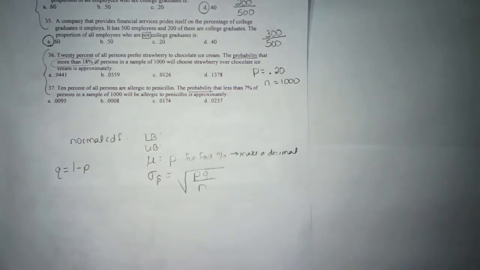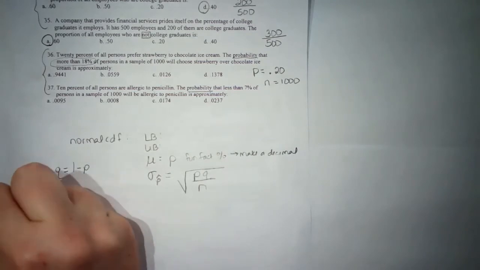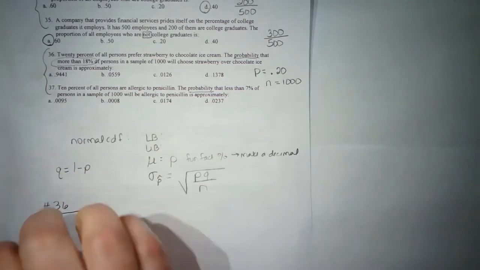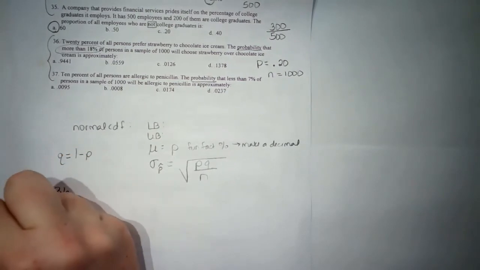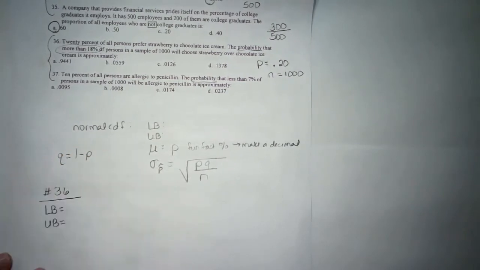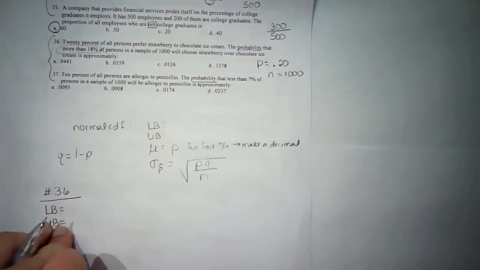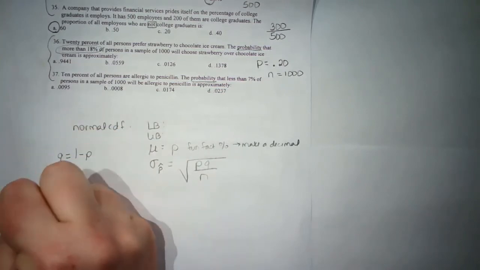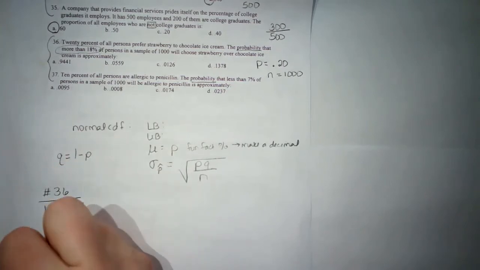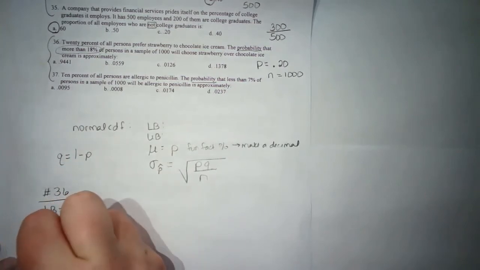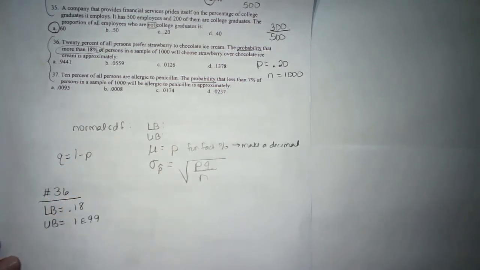Okay, so here we go. Let's do our normal CDF for 36. I need a lower bound and I need an upper bound. So more than 18%, so 18% and more. Now we can't put in 18, right? My lower bound is going to be 0.18. My upper bound is going to be infinity, right? It's not going to be 1,000. It's not going to be any other. It's going to be infinity. Those have to be your bounds, okay?